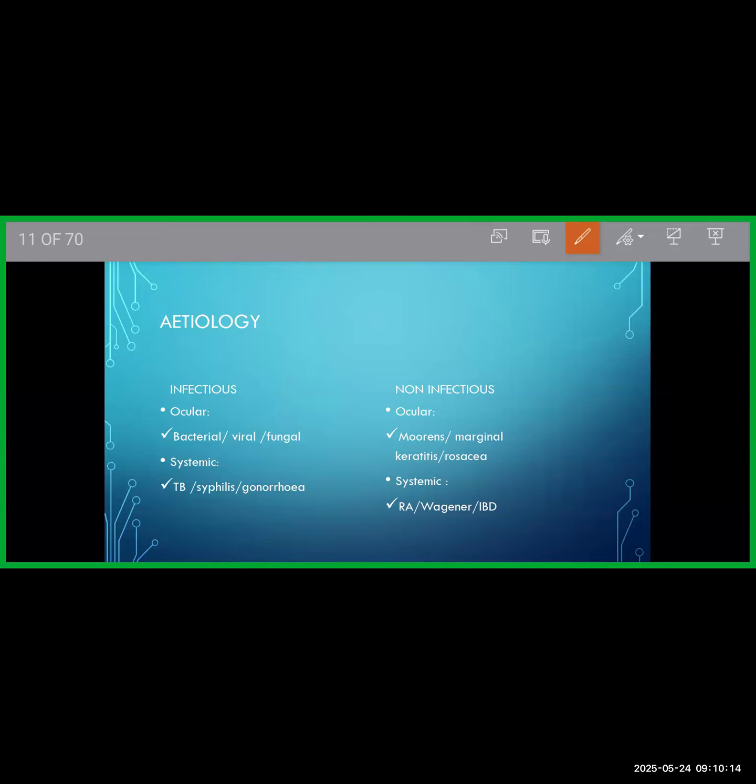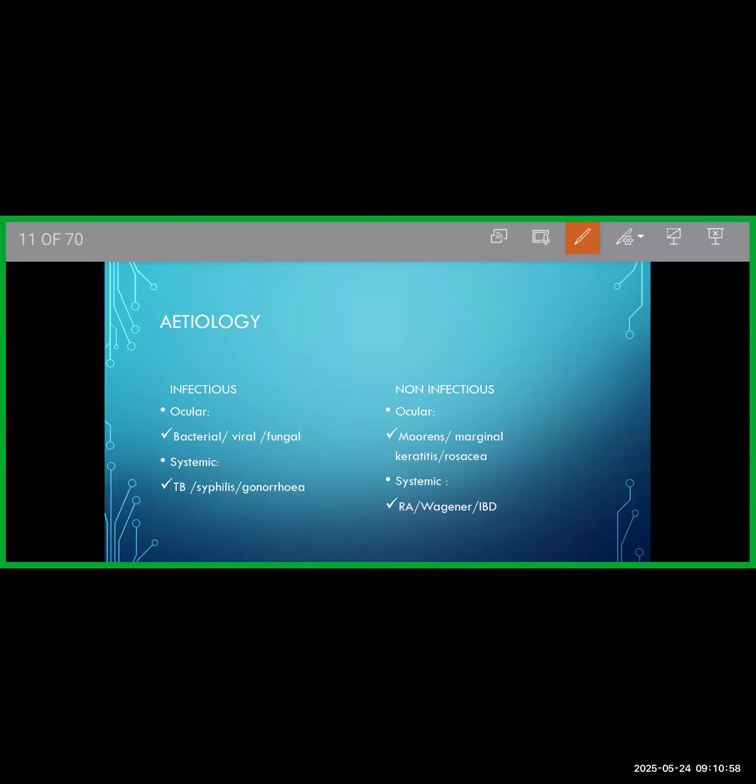Now, the non-infectious etiologies are also divided into two, the ocular and the systemic. The ocular entails Mooren's ulcer, marginal keratitis, and ocular rosacea. The point to note here is that some authors classify Mooren's ulcer separately, not under PUK. Some other authors, since it involves the peripheral cornea, tend to lump it under the ocular causes of PUK.